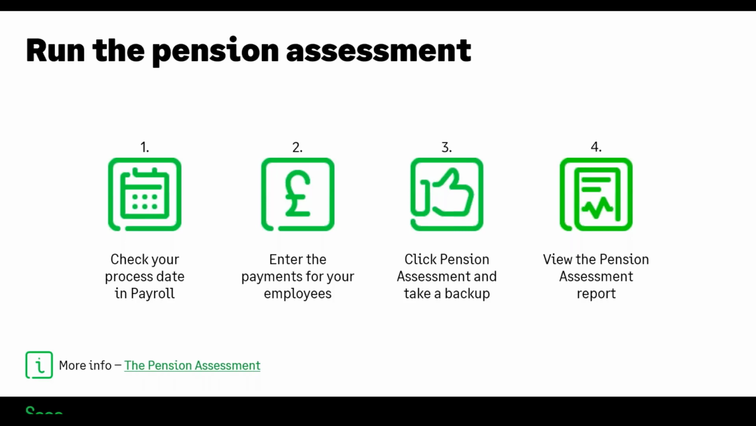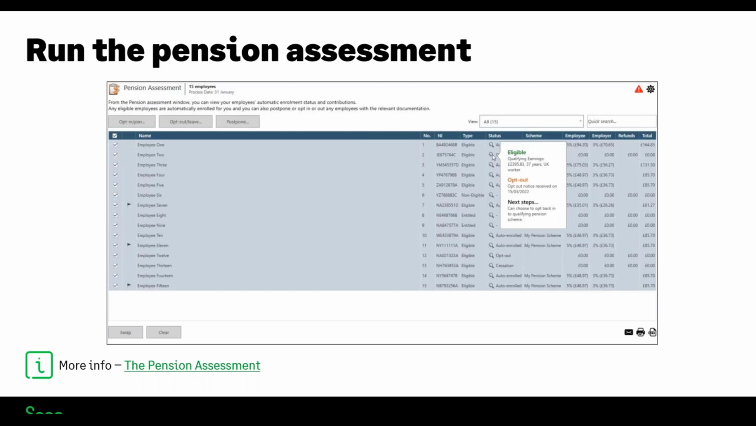And last step is to view the pension assessment report. It will load up after you've taken that backup and you'll see something that looks a little bit like this. So all of the information is on one page. You've got contributions and totals on the right, which have been automatically calculated, as well as the employee status and worker type too. But before I ramble on too much, let's just dive straight into the demo and we'll run the pension assessment.